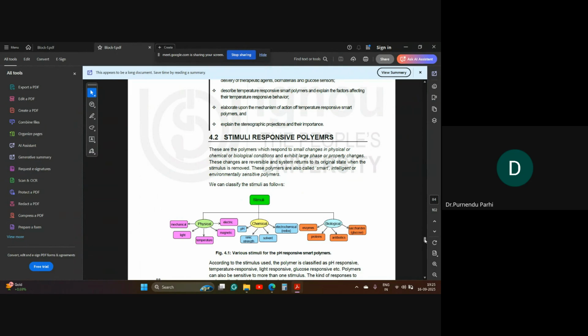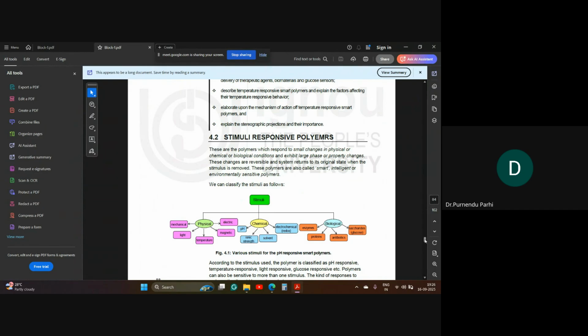These are polymers which respond to a small change in physical or chemical or biological condition and exhibit large phase or property changes. These changes are reversible and the system returns to its original state when the stimulus is removed. These polymers are also called smart, intelligent, or environmentally sensitive polymers. In these polymers, they respond to small changes in physical or chemical or biological condition.